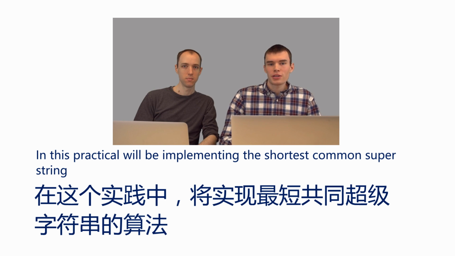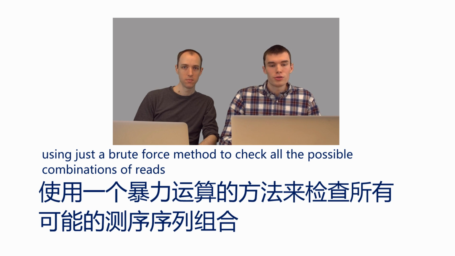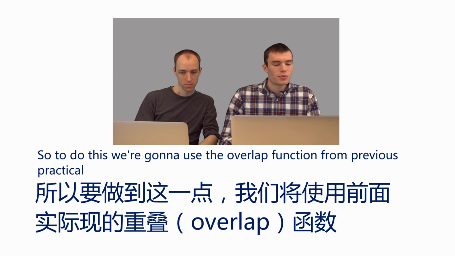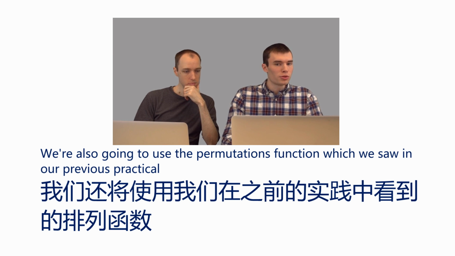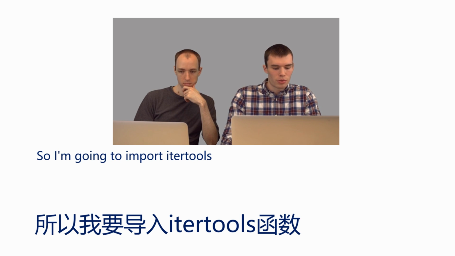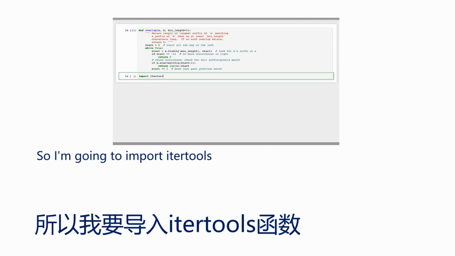In this practical, we'll be implementing the shortest common superstring using just a brute force method to check all the possible combinations of reads. To do this, we're going to use the overlap function from a previous practical. I've already pasted that in here. We're also going to use the permutations function, which we saw in our previous practical. So I'm going to import itertools.